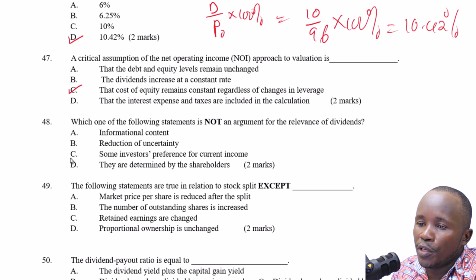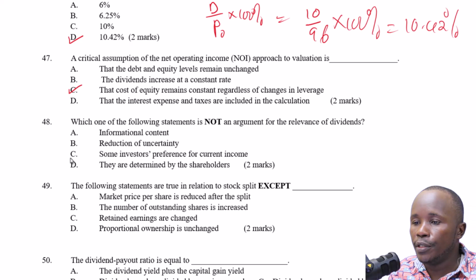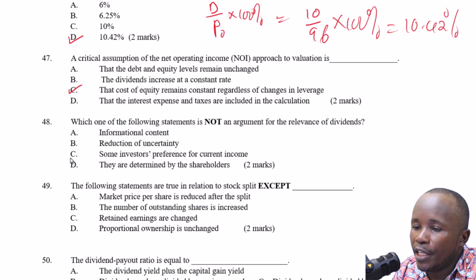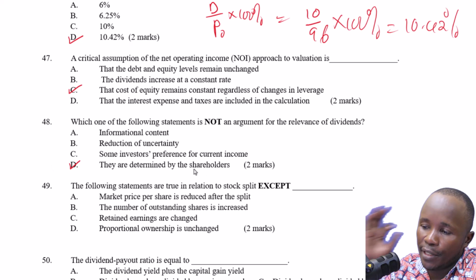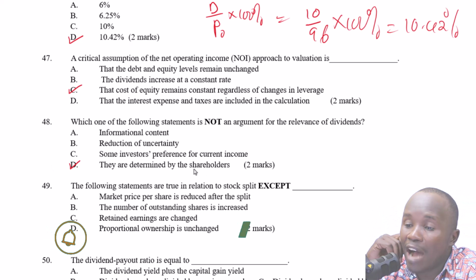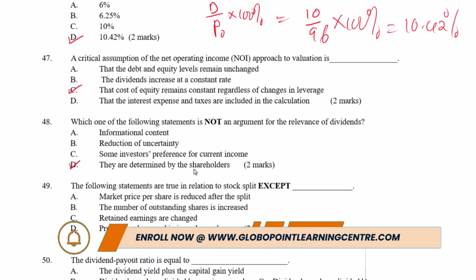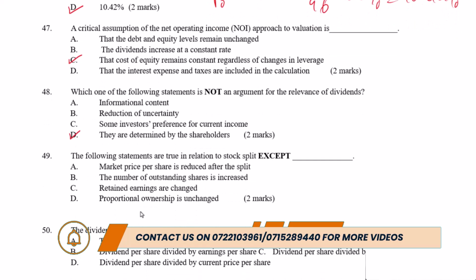So it should be this one: the cost of equity remains constant regardless of the changes in debt. Let's move on to question number 48. You are told which one of the following statements is not an argument for the relevance of dividends. This one is straightforward. Dividends are never declared or determined by the shareholders. This one is not an argument for the relevance of dividends. Shareholders only receive dividends after approval by the board of directors. Therefore, they are not part of the argument when it comes to dividends.